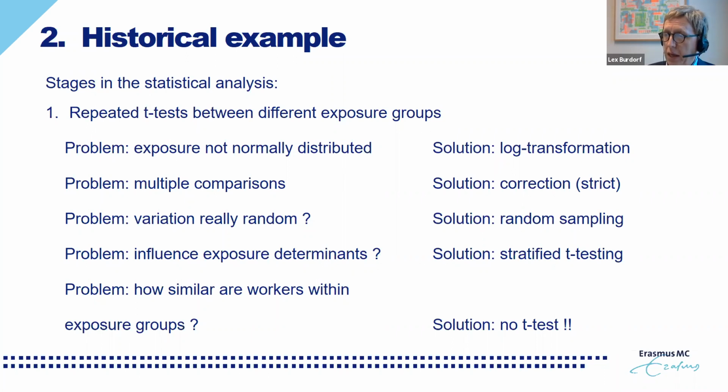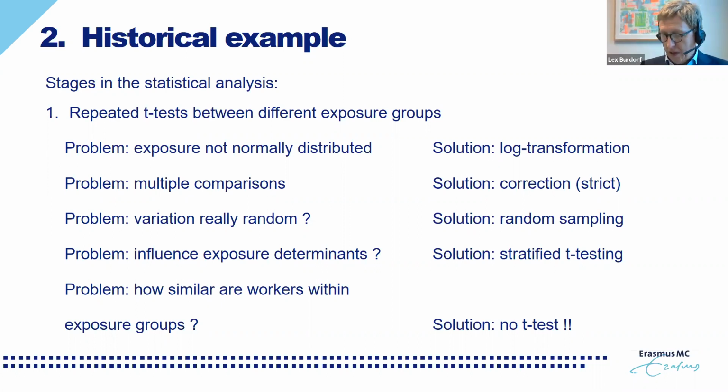And then the big debate at the end of the 80s, beginning of the 90s was, yes, we are allocating workers who do the same job to one exposure group, and we call them a homogeneous exposure group. But how similar are these workers actually who do the same job? It may differ from day 1 to day 2. It may differ from bakery 1 to bakery 2. So in the end, the solution was don't do t-tests, because we have problems.